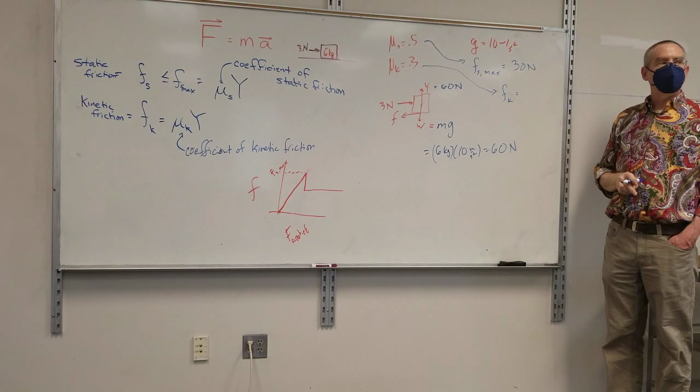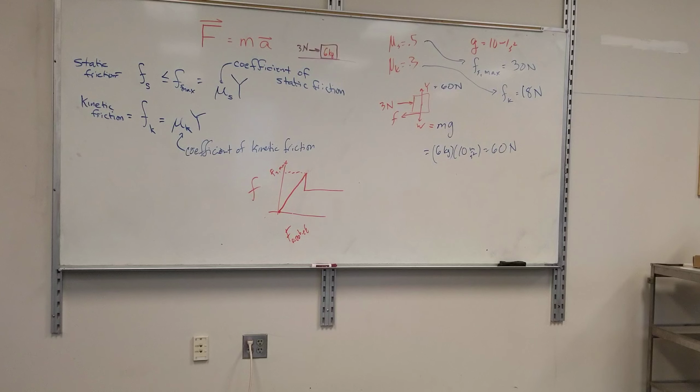So I've got a box sitting there on this floor with friction. I'm pushing on it with 3 newtons of force. How much force do I need to apply to get this thing to move? 60 newtons? Not 60. Yes, 30. This is what I need to overcome. This is the breaking point. I'm applying 3 newtons and I need 30 in order to get it to move at all.